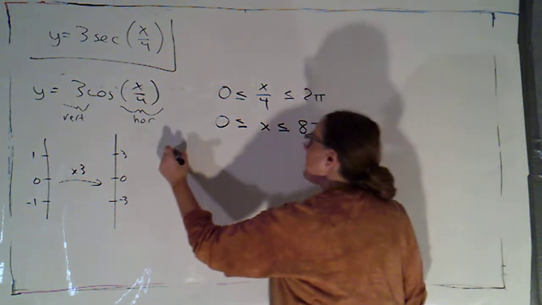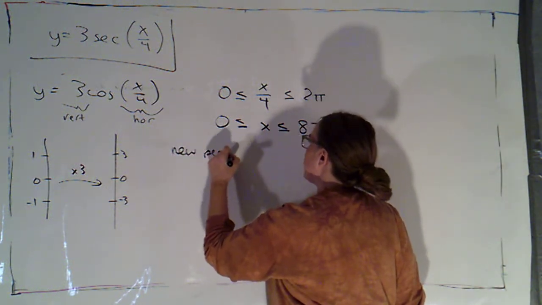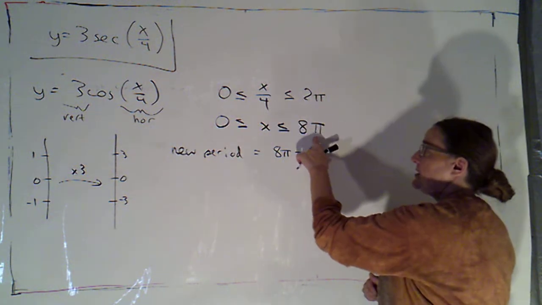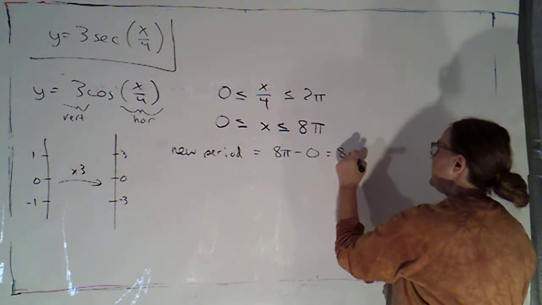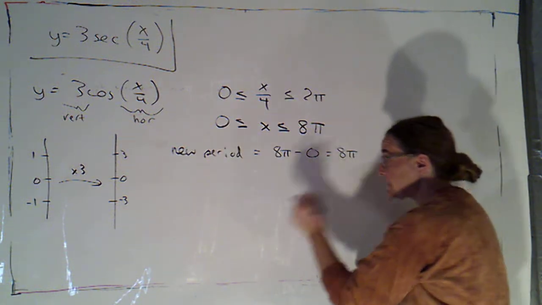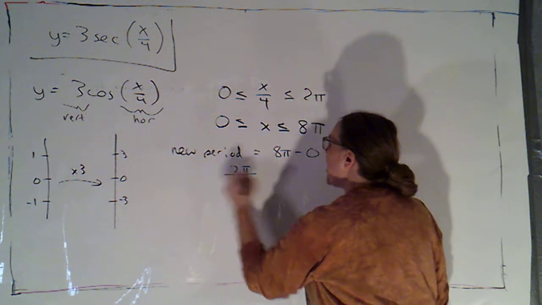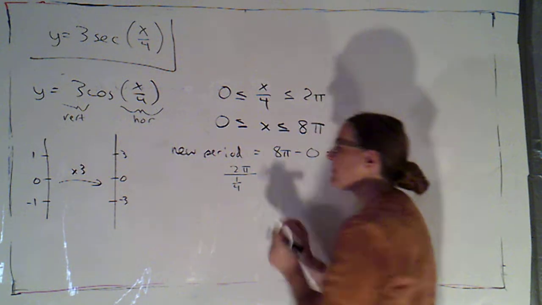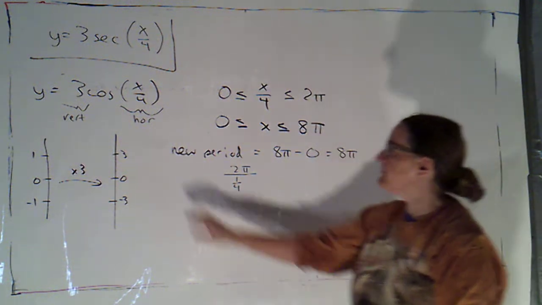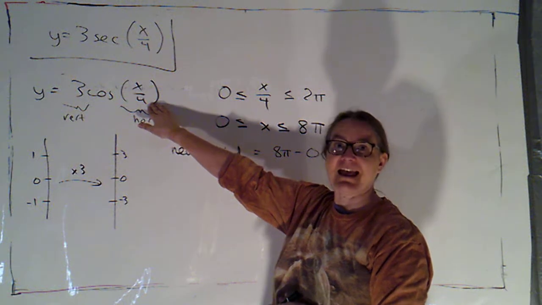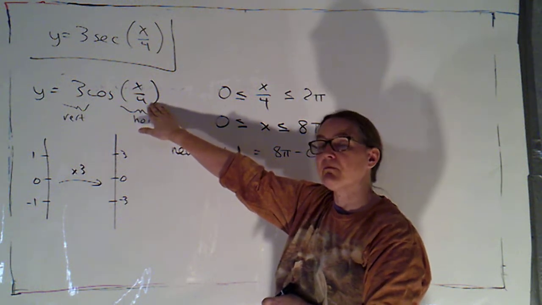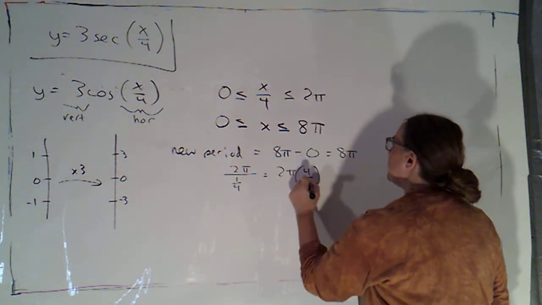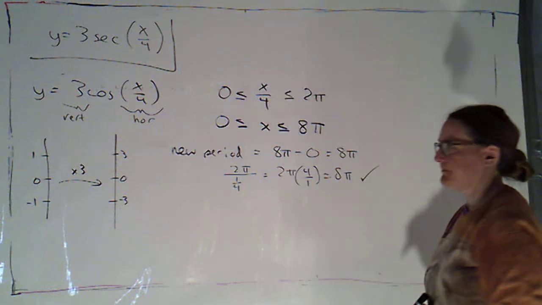Okay. So now I can say that my new period should be 8 pi minus 0, my new ending point minus my new starting point, which is just 8 pi. I can confirm that's the case because that should be 2 pi, the original period, divided by, be careful, not divided by 4, but divided by 1/4. I divide by the number that I'm multiplying by x, and dividing by 4 is the same as multiplying by 1/4. So that would be 2 pi times 4 over 1, which is 8 pi. Excellent. So that works out.